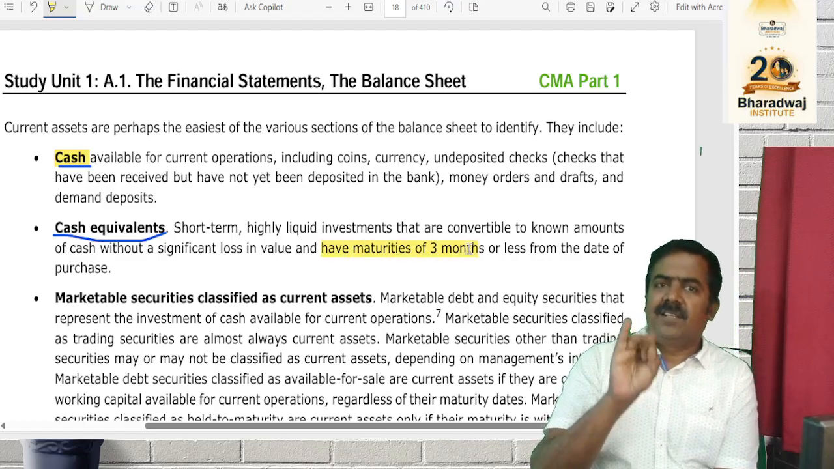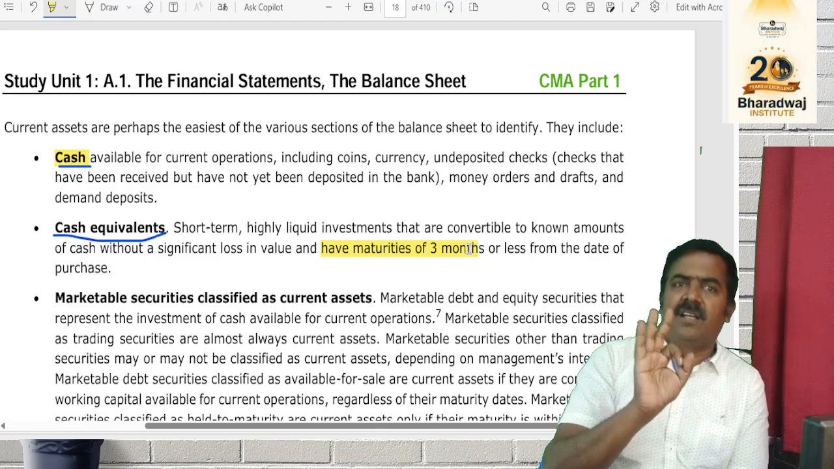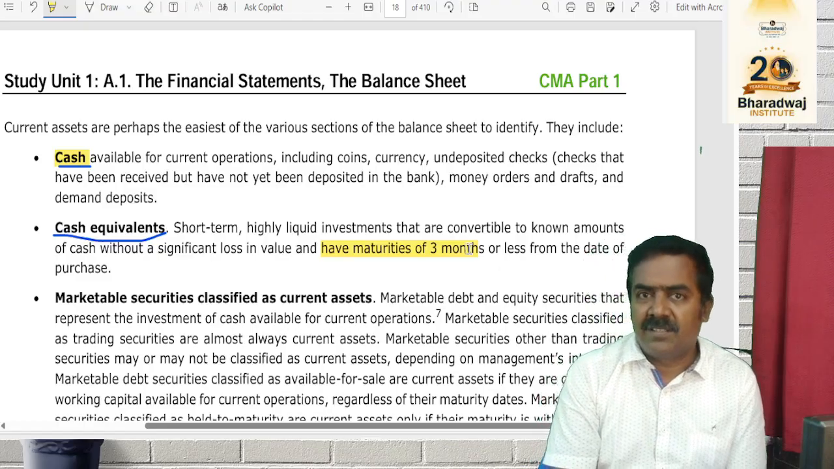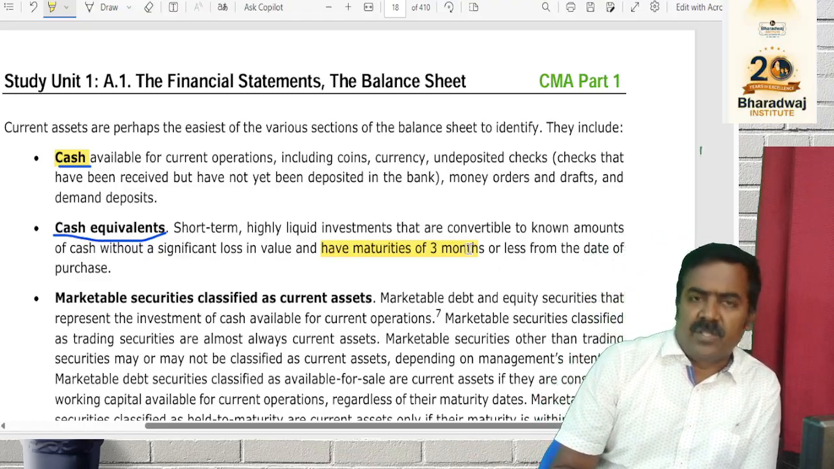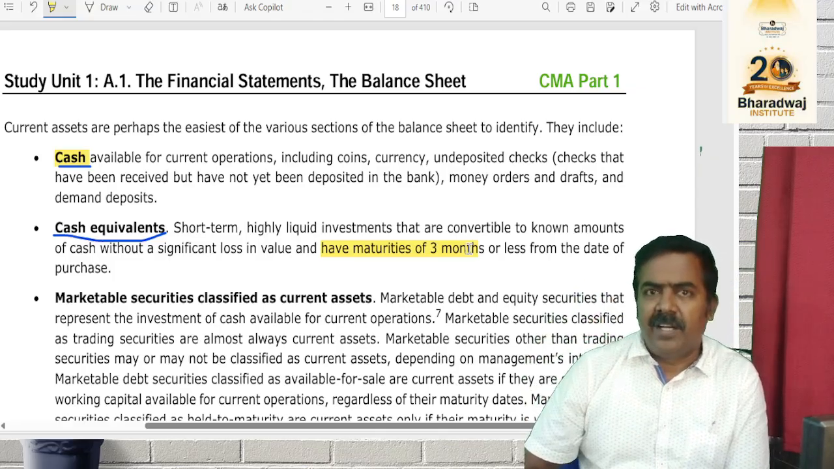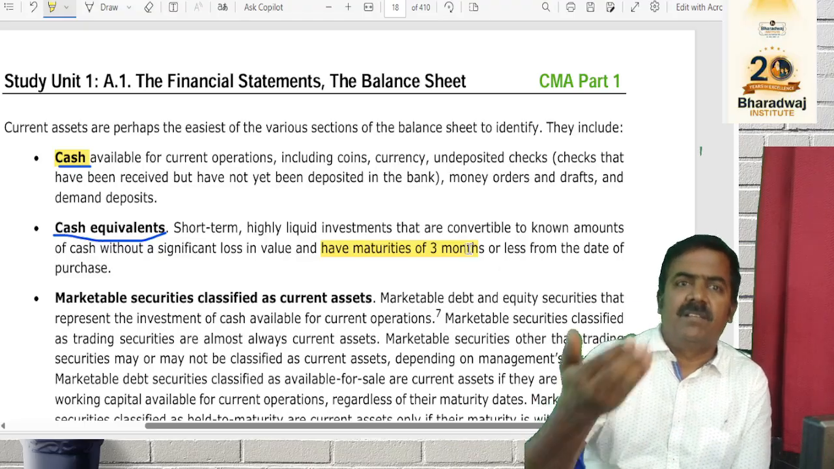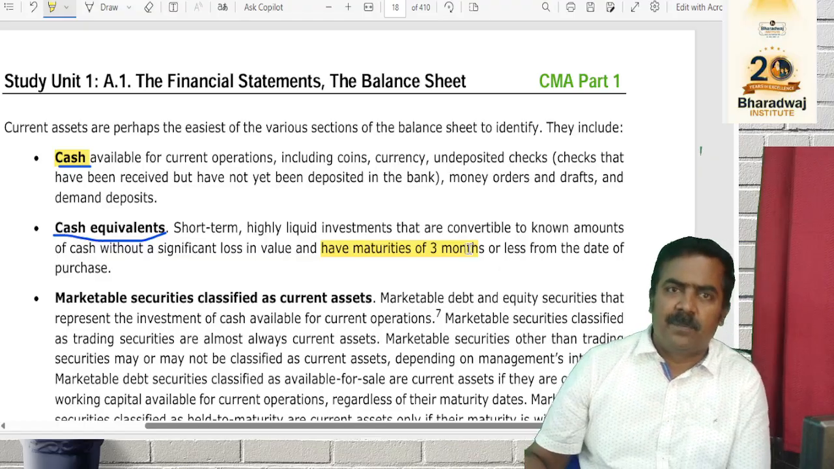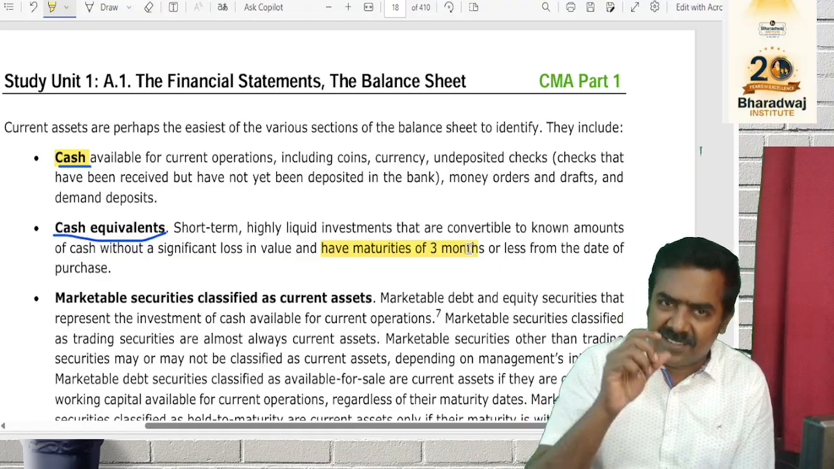Any deposit, any investment made with less than 3 months maturity, what do we call it? Cash equivalent. For US financial reporting purposes, what is called a cash equivalent? I invested the money today, and within 3 months the money will come back to me. It can be any investment, short-term deposits. It can be fixed deposits made for a 3 months period.